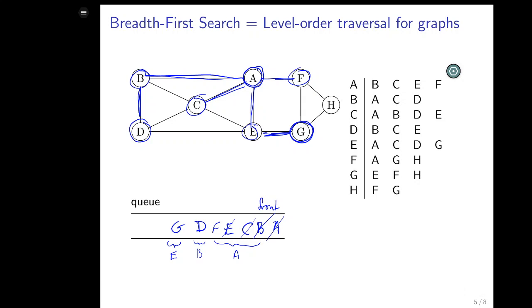Now we keep going. F gets pulled off next. F has one vertex, H, that has not been previously visited. It gets put into the queue. And then basically after that, everything just gets pulled off the queue. This thing that I've drawn here, these dark edges in blue, that's called the breadth first search tree, the BFS tree of this graph starting from the vertex A.